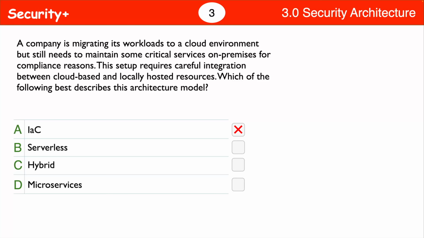Next, we can rule out and eliminate B, serverless. Serverless computing eliminates the need for managing physical or virtual servers. But this scenario here involves maintaining on-premises services.